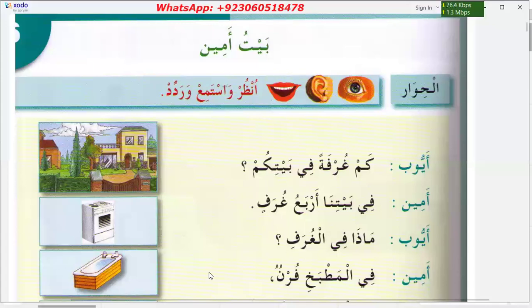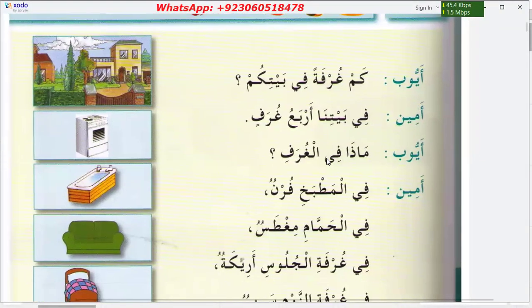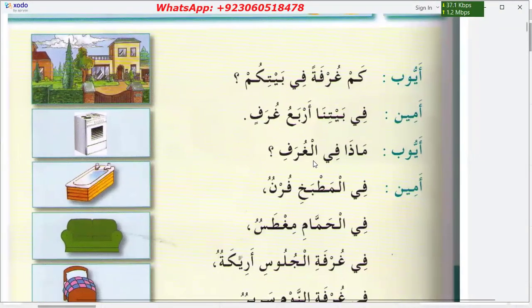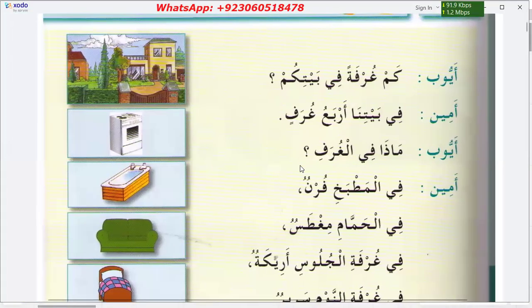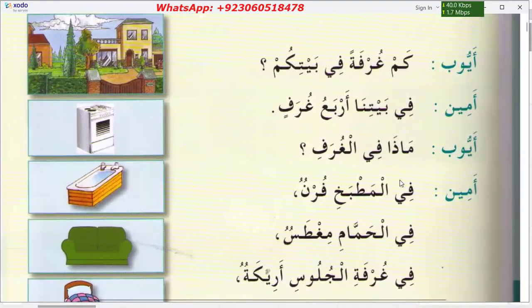Maza fil ghuraf? What is in the rooms? Fil matbakhi, in the kitchen. Furn, oven. Fil matbakhi furn. In the kitchen, there is an oven.